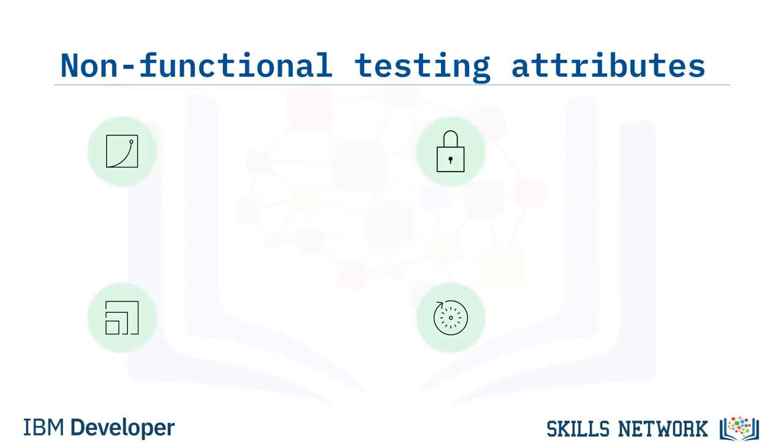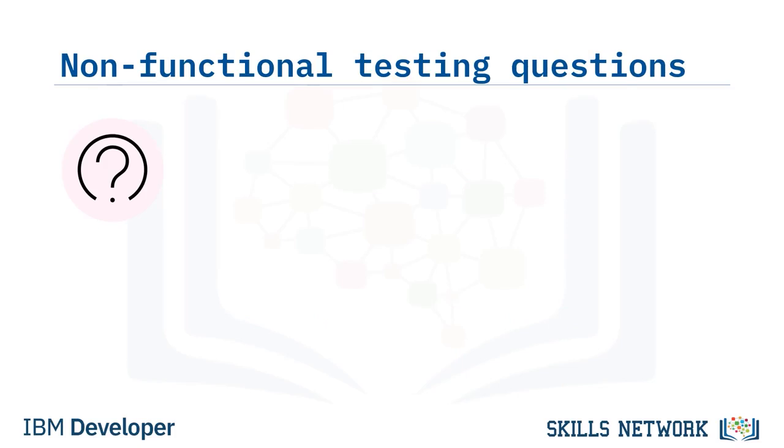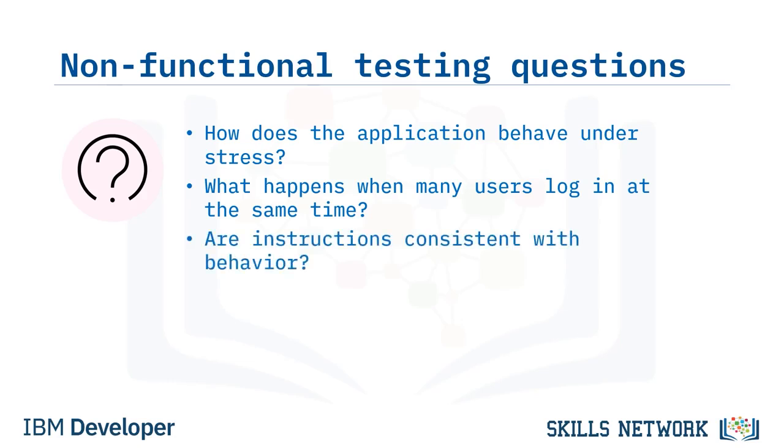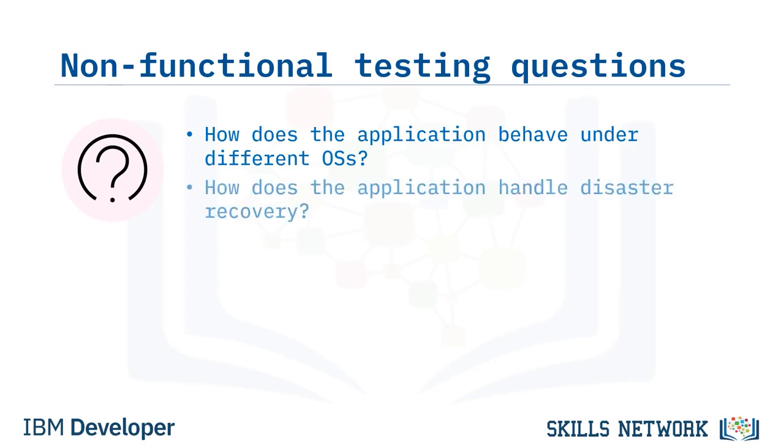Non-functional testing includes testing the application for attributes like performance, security, scalability, and availability. Non-functional testing checks to see if the SUT's non-functional behavior is performing properly. Non-functional testing should answer questions like the following: how does the application behave under stress? What happens when many users log in at the same time? Are the instructions in documents and user manuals consistent with the application's behavior? Does the application behave similarly under different operating systems? How does the application handle disaster recovery? And how secure is the application?